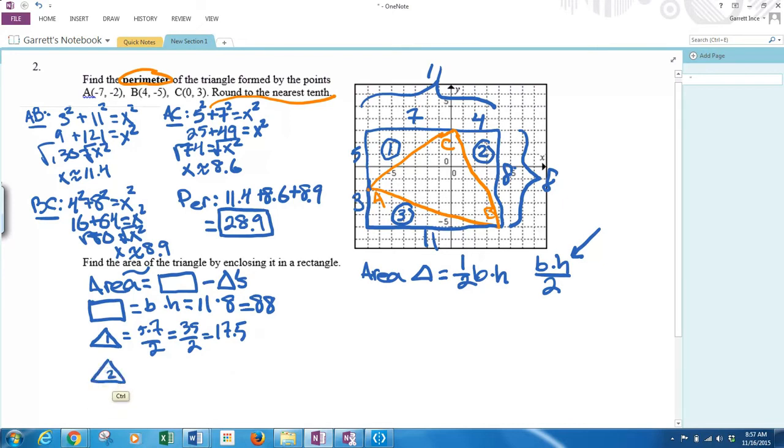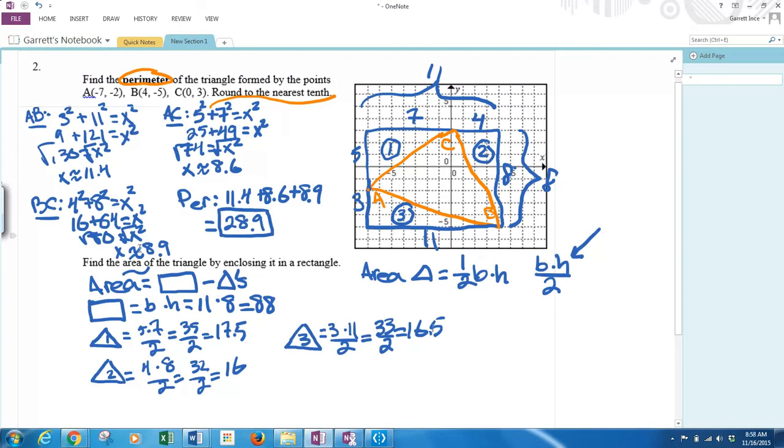Now, triangle 2, coming on over, that would be this one right here. You're going to notice that it has dimensions of 4 and 8, which are the 2 that we want. So the area would be 4 times 8 over 2, which simplifies to 32 over 2, which once again simplifies nicely to 16. Now, last one, triangle 3. Triangle 3 looks to have sides of 3 and 11. So this is going to be 3 times 11 divided by 2, which equals 33 over 2, which reduces nicely to 16.5.